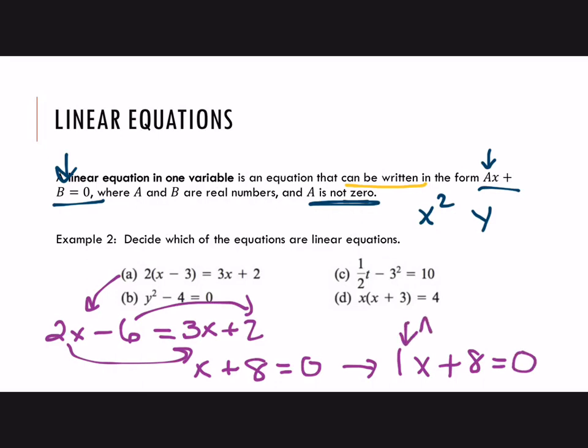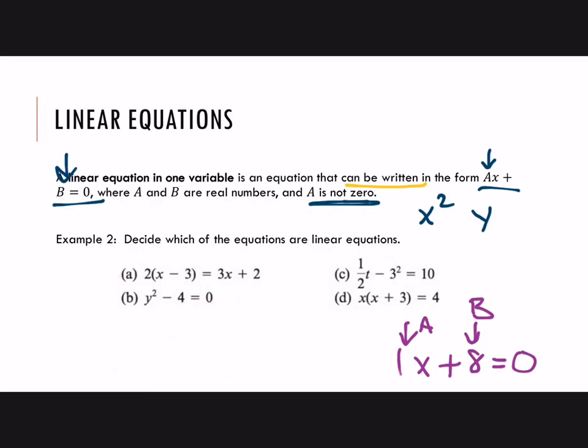So here's my a, which is 1. Here's my b, 8. And then I have ax plus b equals 0. So you don't need to do all that work every time, but if you have one that you're not sure about, see if you can rewrite it in that required form. Okay, so part A is linear.